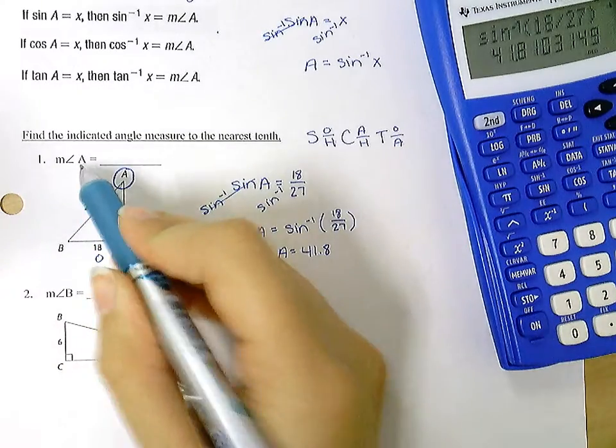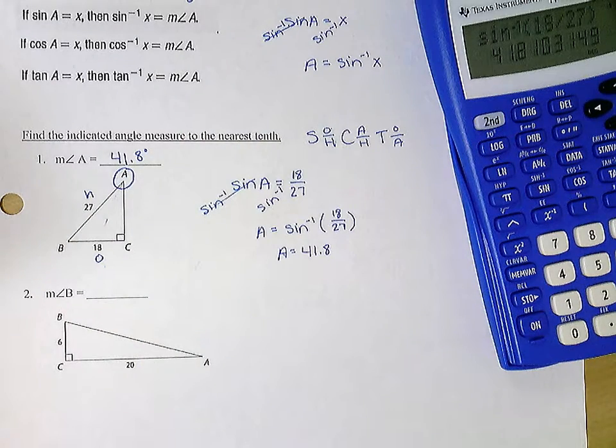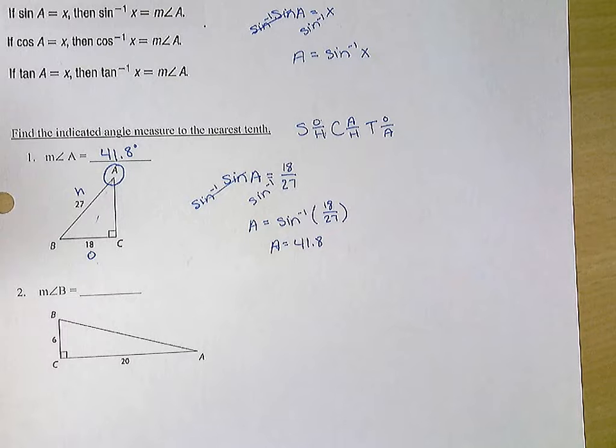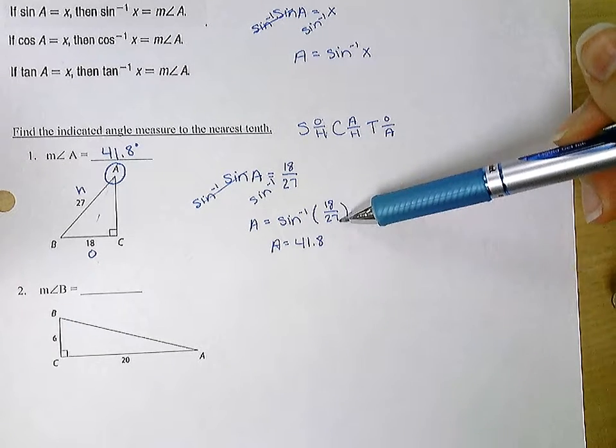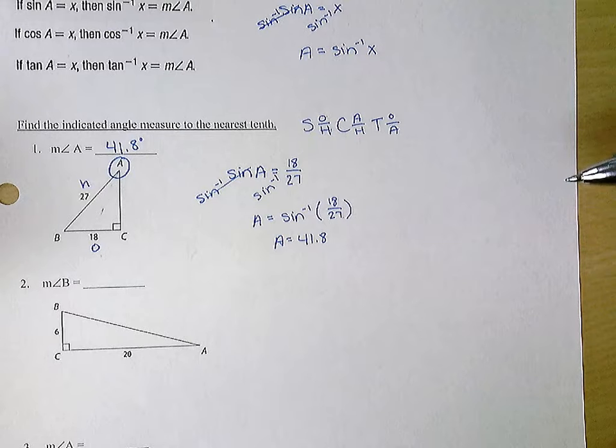Okay, so for the measure of angle A up here in my blank space, I have 41.8 degrees. Questions? If you have the backwards calculator, does anybody have the backwards calculator? You have to take 18 divided by 27 and press equals and then second sine. Did you get it? Okay. Anybody else have a calculator they don't know how to use or find it? I can help you.